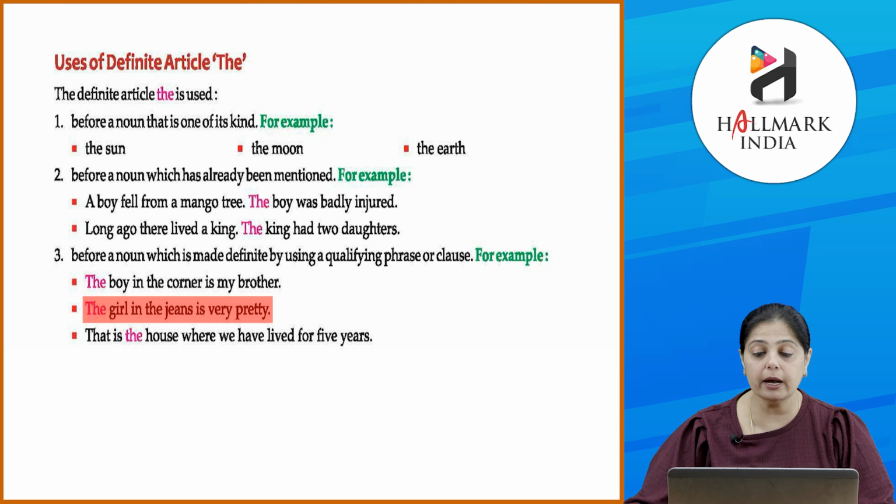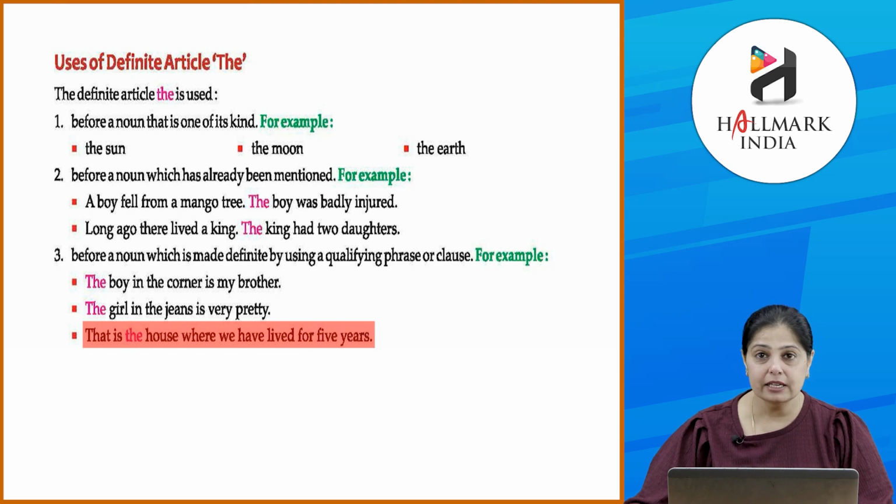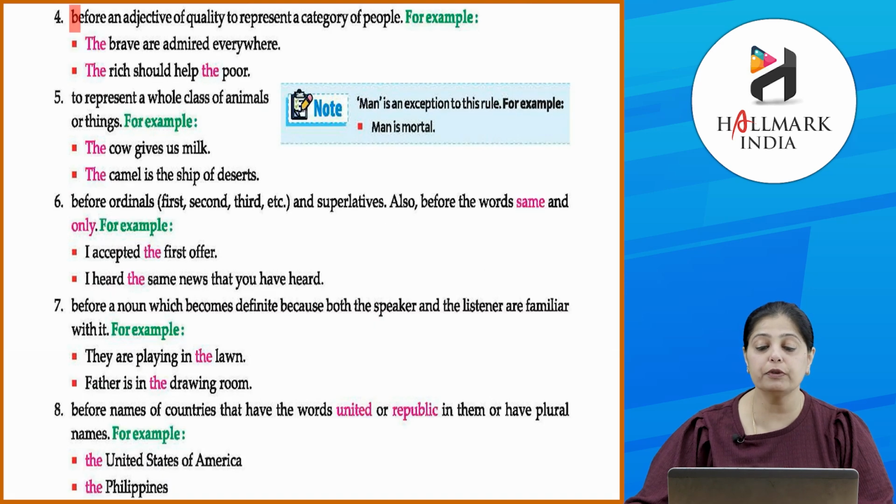तो यहाँ पे हम लोग क्या बोले, definite use करें by defining the phrase. हम लोग specify करें. Okay, कि the boy, okay, वो जो लड़का है in the corner is my brother. Okay, और the girl in the jeans is very pretty. Okay, that is the house, okay, where we have lived for years. So something specific that we are talking about. Clear?